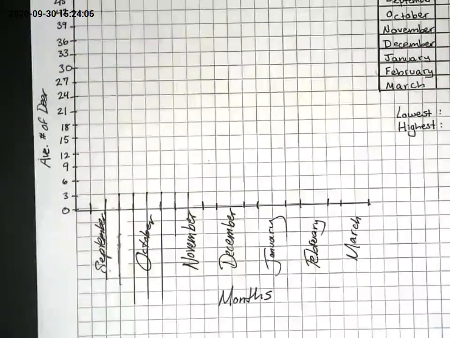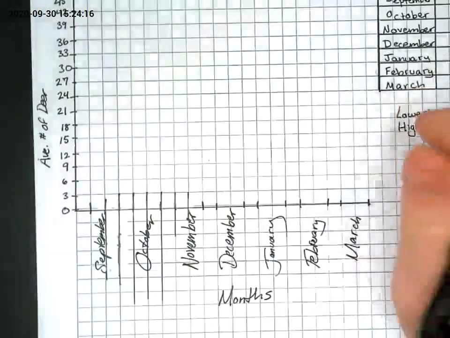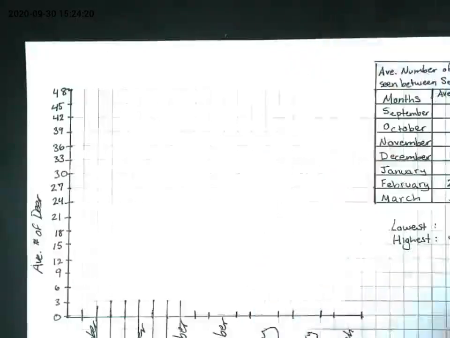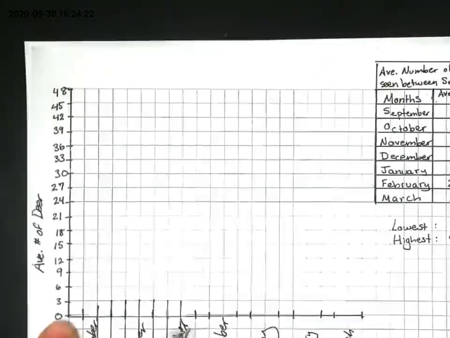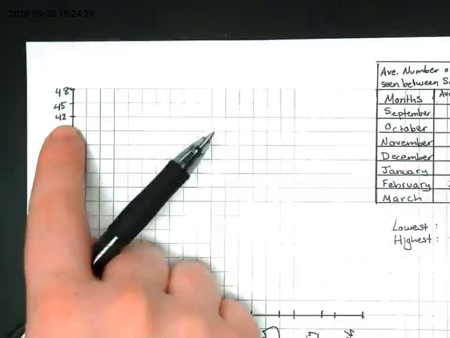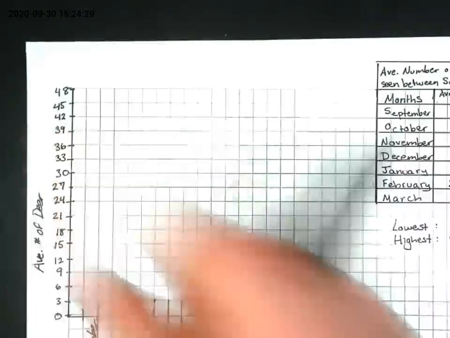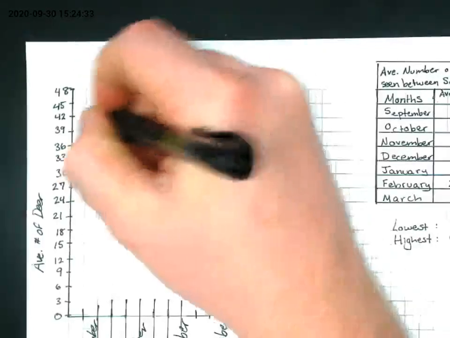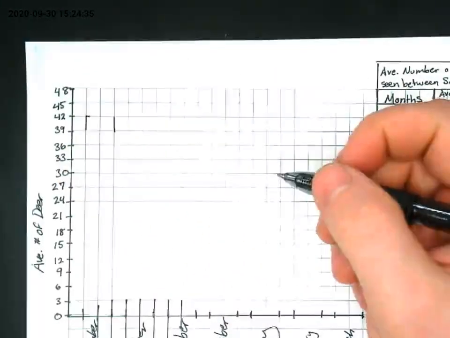Okay, now we've got to figure out which values are going to go up to which point on the y-axis. So for September we saw 42, so we're going to find out where 42 is over here on our y-axis. Since it's our highest value and the one that we chose, it'll be pretty easy to find. So we're going to come straight up to here and put our marks where we're going to make our bars.